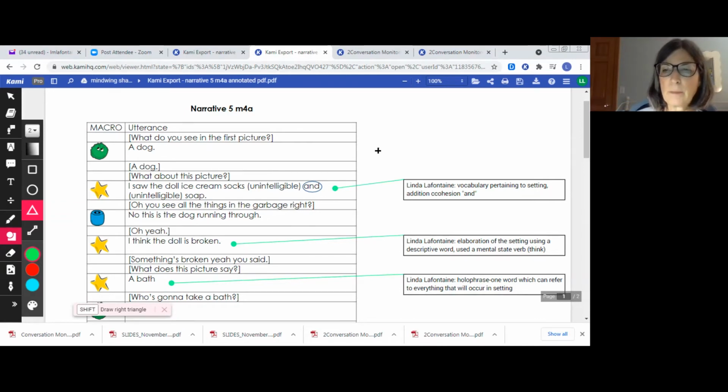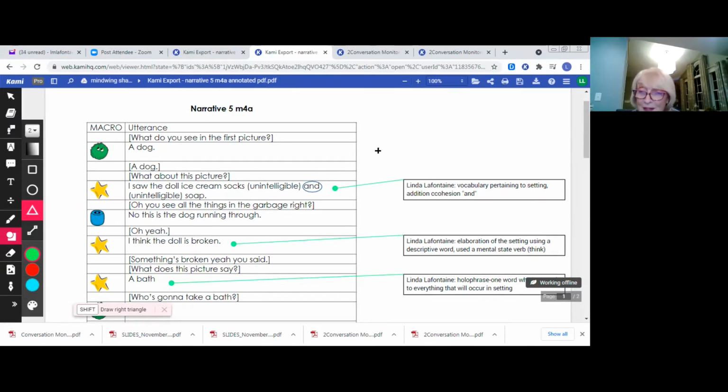And our first comment was he had vocabulary pertaining to the setting. Oh, I spelled cohesion incorrectly there, and additive cohesion. So he was really getting into the setting here because he talked about the doll, the ice cream, the socks. He was really labeling everything in that picture. And when you think of it, those are the details that we like to see in writing later on. So it was wonderful for us to see that.